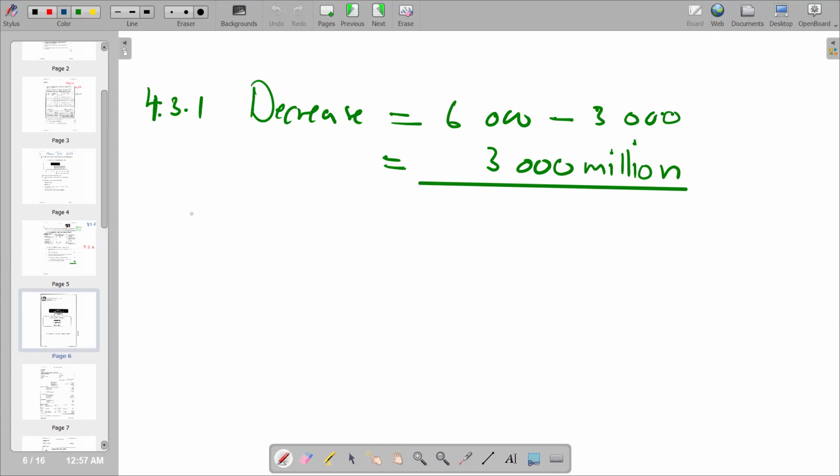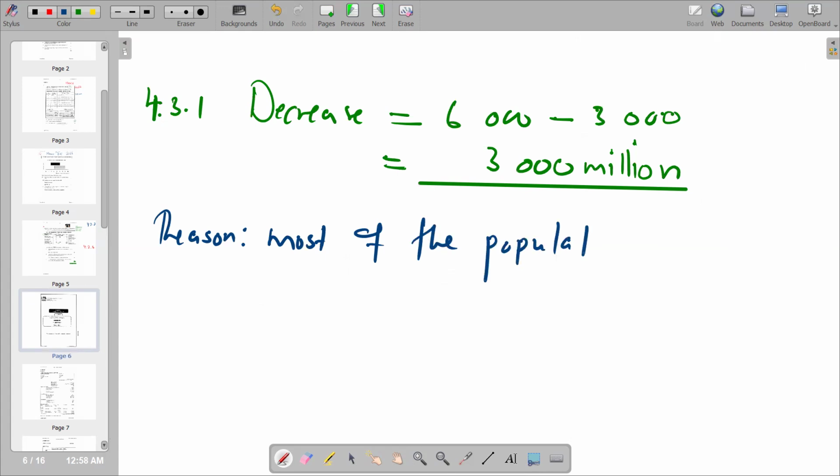So we're saying the reason: most of the population received the vaccine. So this is what we have in terms of our 4.3.1.